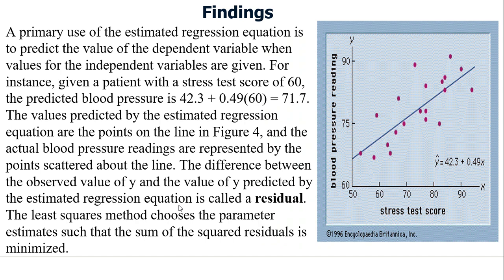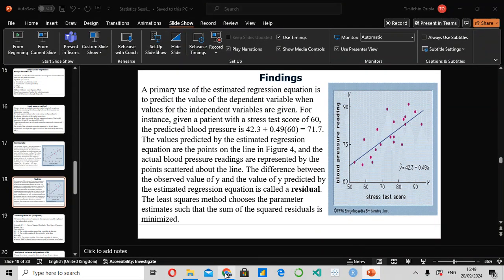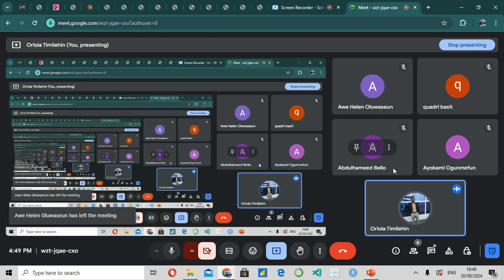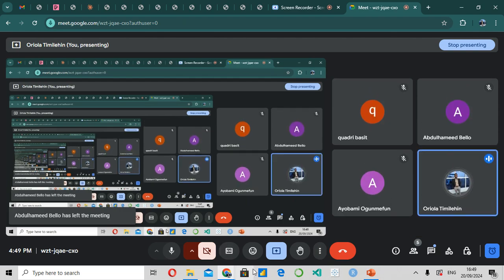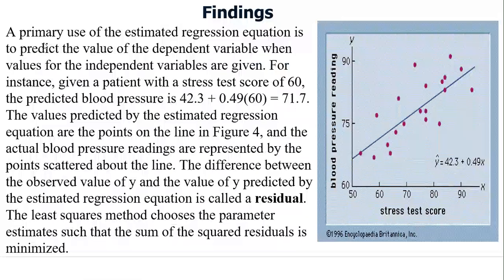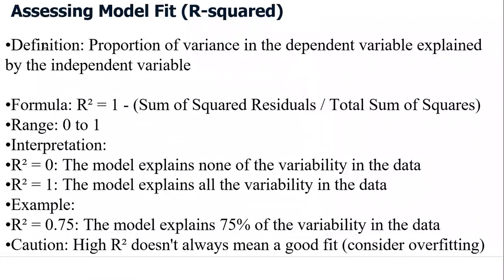So the least squares method chooses the parameter estimate such that the sum of the squared residuals is minimized. Let's move on.